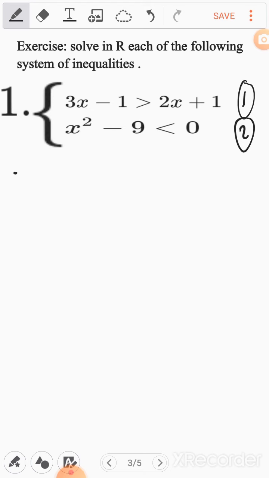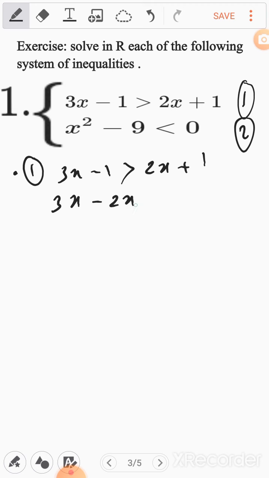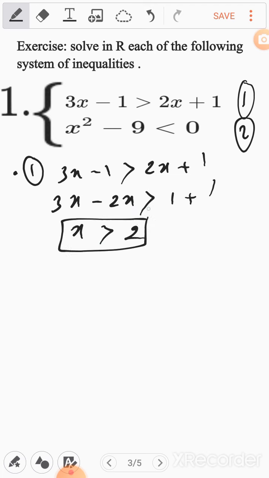First step, solve the first inequality. 3x minus 1 is greater than 2x plus 1. So 3x minus 2x is greater than 1 plus 1. So 3x minus 2x is x, greater than 2. This is the solution of the first inequality. So S1 is x belongs to (2, plus infinity).